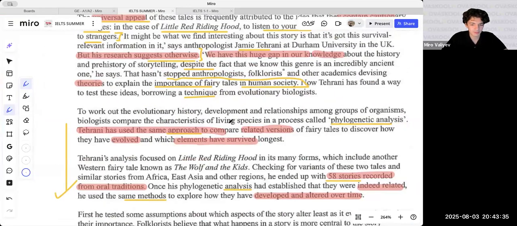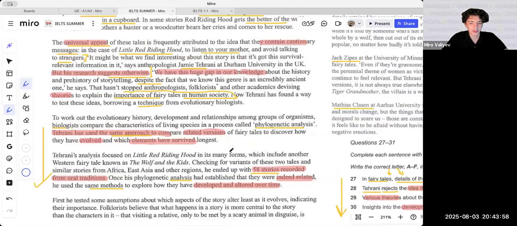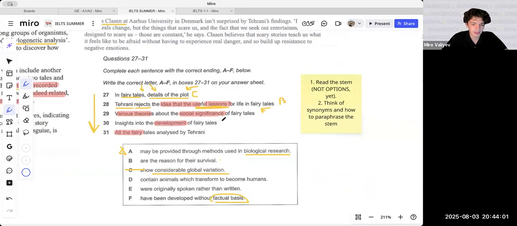Let's take a look at this part of the paragraph, right? Tehrani has used the same approach to compare related versions. The same approach. What kind of approach? Biological approach, right? That biologists use to compare related versions of fairy tales to discover how they have evolved, they have developed, and which elements survived the longest, right? So I think we can easily put A here, yes, straight. So here we go. Insight into development of fairy tales may be provided through methods used in biological research, which is phylogenetic analysis.